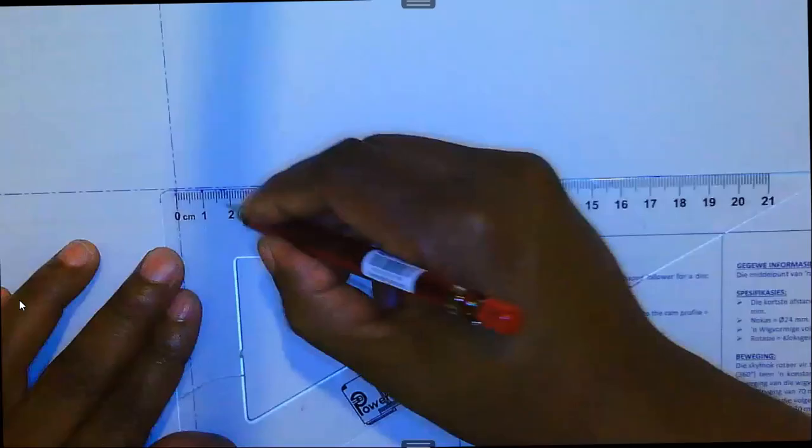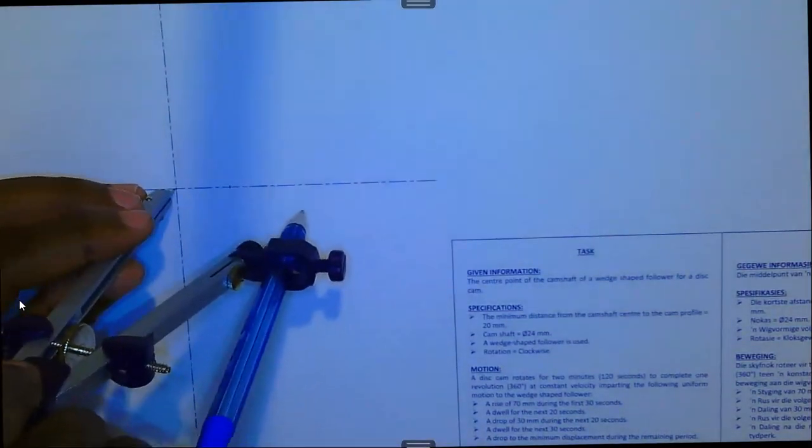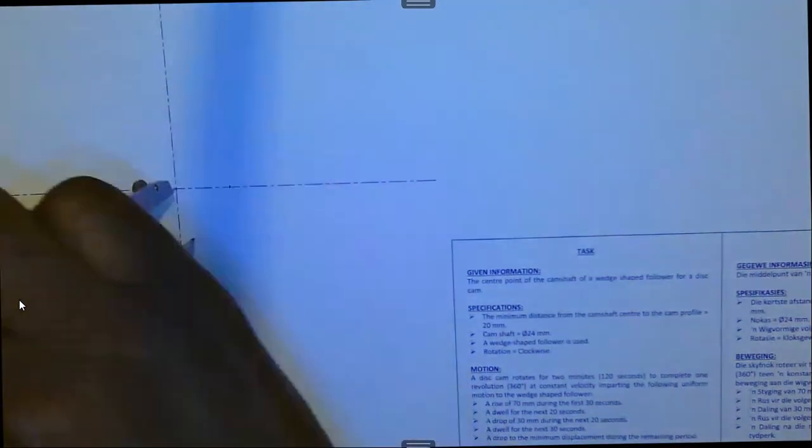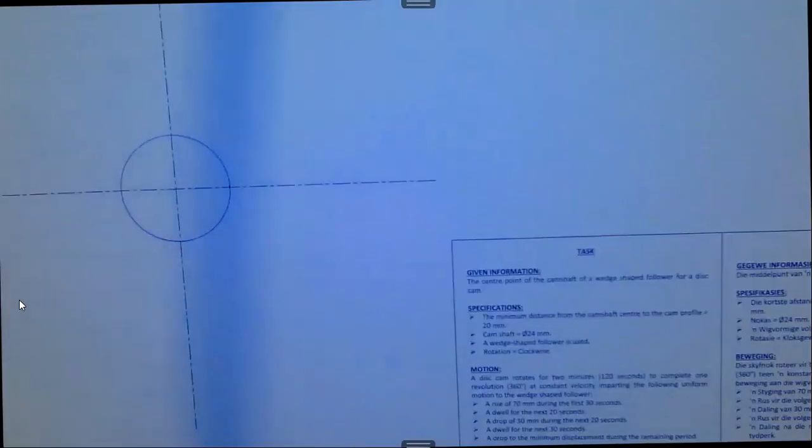So I'm going to measure here like that and draw a faint circle, but one which is thicker than a construction line. You stand here, then draw a circle like this. Now, we want to solve this problem as we read it, because certain things are not going to change with regards to how you work on the diagram itself. Then a camshaft diameter of 24, so radius 12.